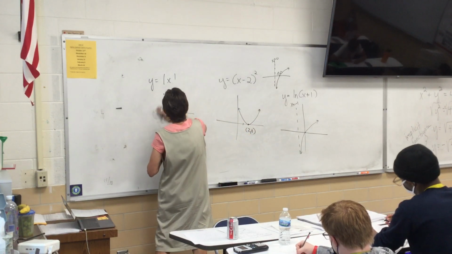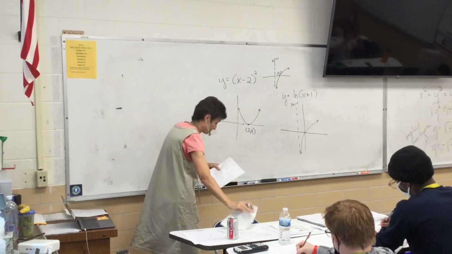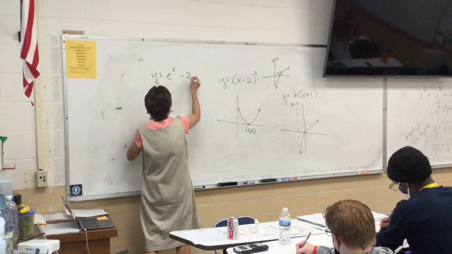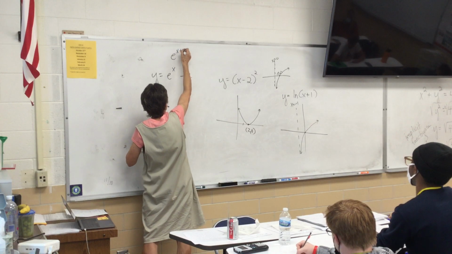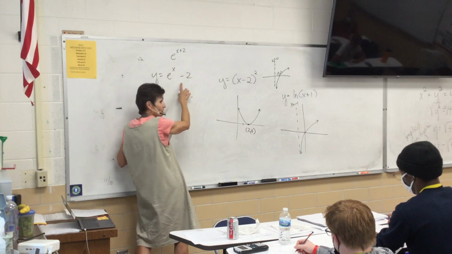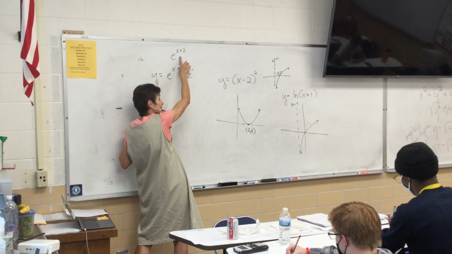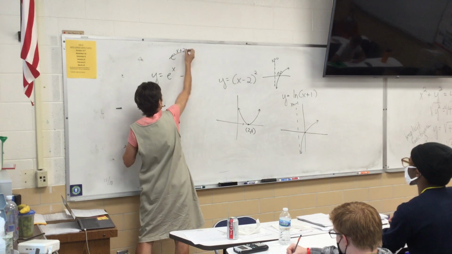All right, tell me what's happening to the next one. Up, down, left, right. It's going down 2. That's exactly right. Kids, if we were going to move it left and right, it would look something like this. See the difference between where the 2 is there and where the 2 is here? That moves it left and right. When you're doing it to the x, it goes left and right. Here, we're just putting a -2 on the end.